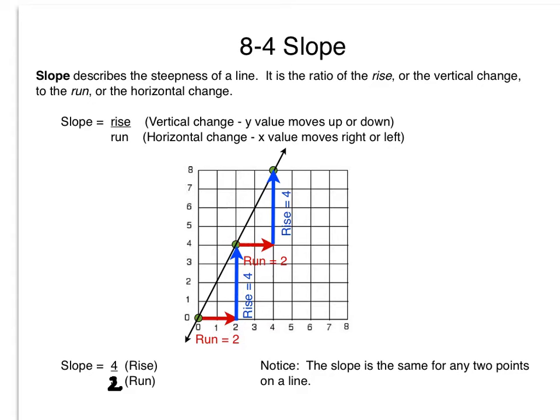Section 8.4 Slope. The slope describes the steepness of a line. It is the ratio of the rise, or the vertical change, to the run, or the horizontal change. Now this sounds more difficult than it actually is.